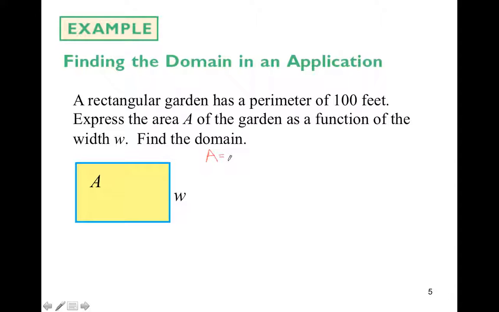I know the formula for the area of a rectangle is length times width. And the formula for the perimeter is going to be 2 times the length plus 2 times the width, and they did tell me that that's 100 feet. Okay, now I'm going to use substitution to put these together. I want this area formula only in terms of the width, so I want to replace this L with some expression in terms of W, and that will come from my perimeter equation over here. So I'm going to solve this perimeter equation first for L.